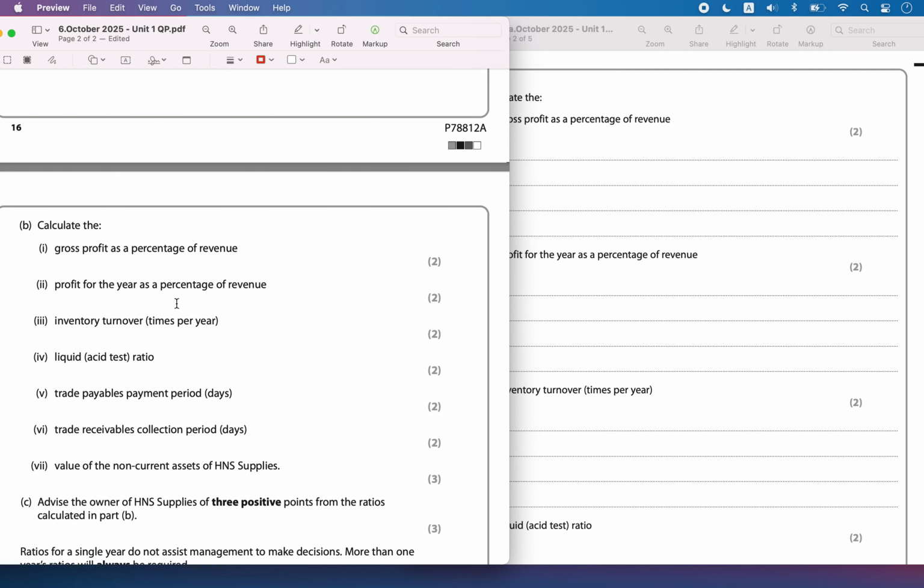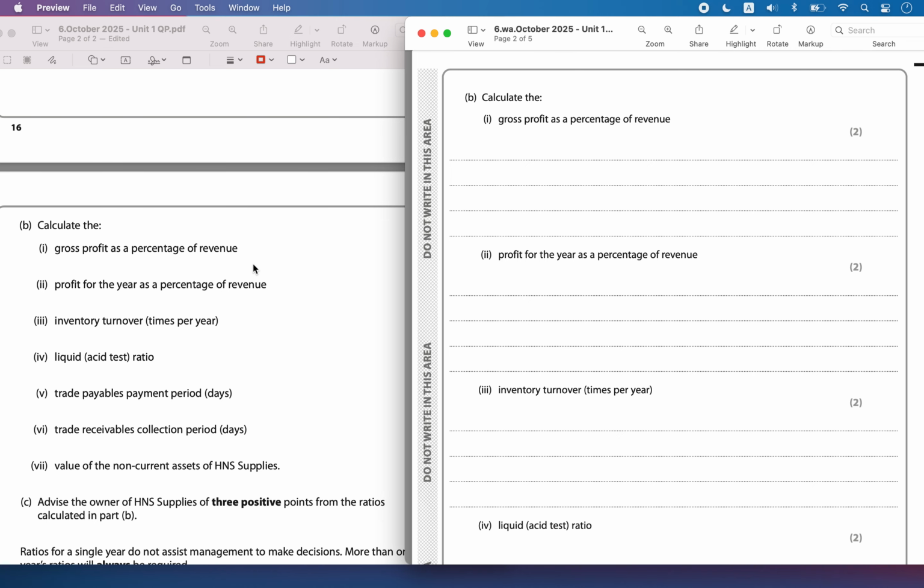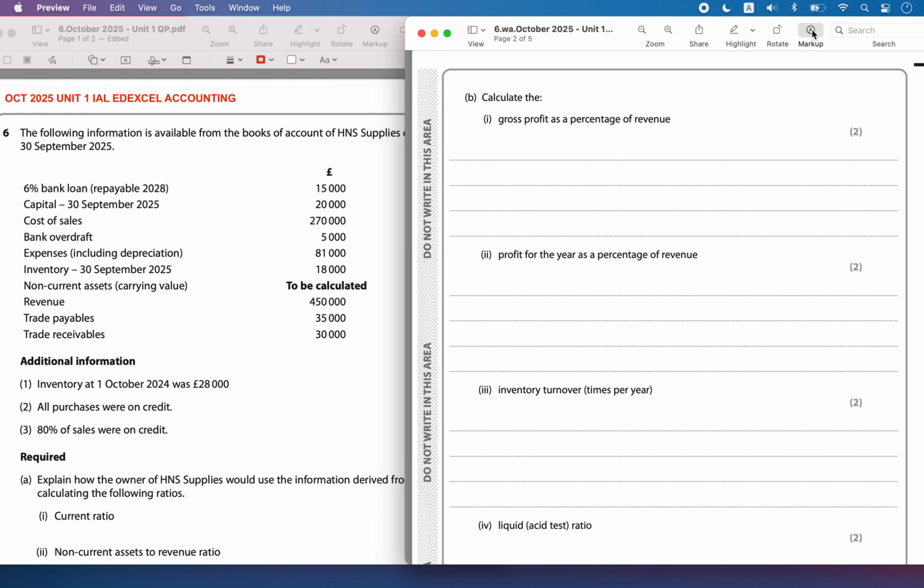So let's calculate the ratios. The first one is the gross profit as a percentage of revenue. The ratio in the name itself has gross profit, so we have to find the gross profit, divide it by the revenue, and because it's a percentage you will multiply it by 100. This is very easy to remember: gross profit as a percentage of revenue.